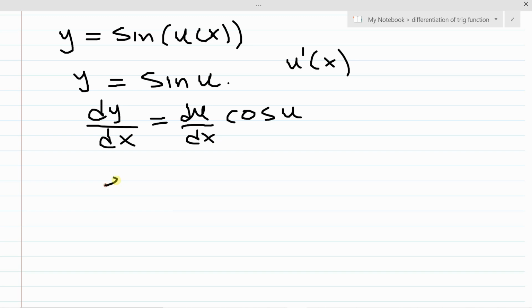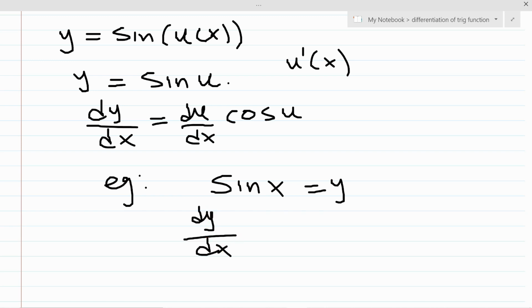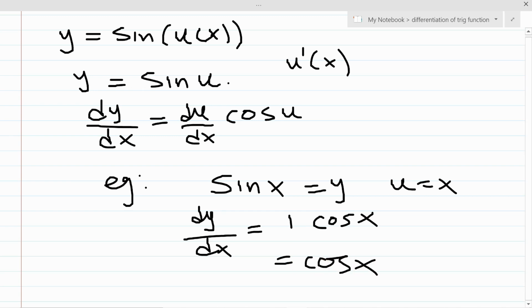So let's take an example. If I have sine of, let's say, x, and this is equal to y, then dy dx is equal to, when I differentiate sine, you get cos of x, but u is x, and when I differentiate x, you get 1 from our basic definition. So this is equal to cos of x. Whenever you differentiate sine x, you get cos x.